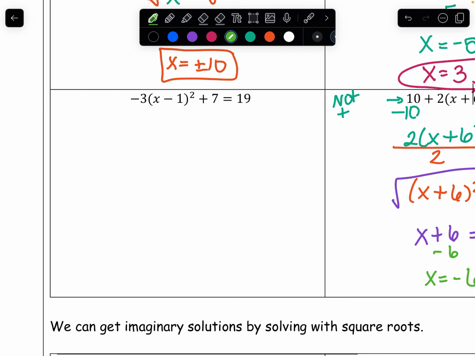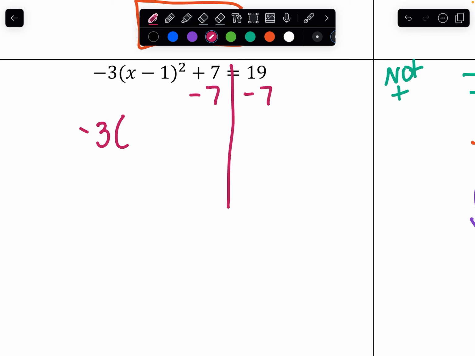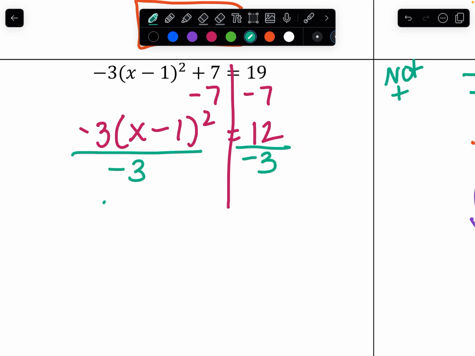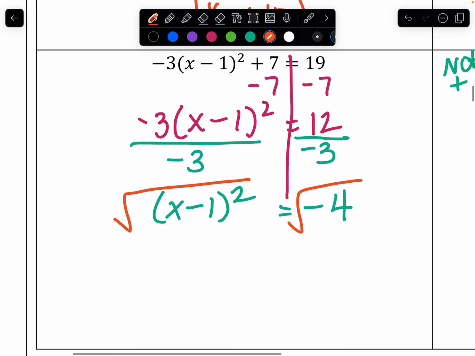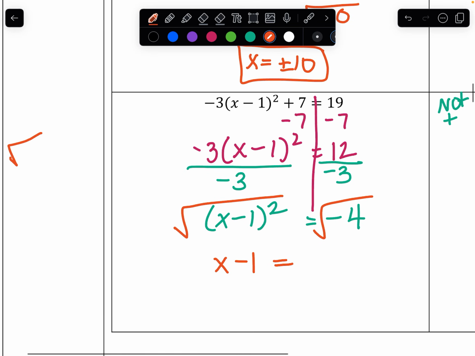Okay, so let's go back to this problem that I told you to skip. How we're going to solve it, we're going to start by subtracting 7 from both sides. So we get negative 3 times x minus 1 squared equals 12. And then we're going to divide both sides by negative 3, giving us x minus 1 squared equals negative 4. We're still going to square root both sides, giving us x minus 1 equals, well, remember from 3.1, the square root of negative 1 is i, and 4 is a perfect square, so we get plus or minus 2i.